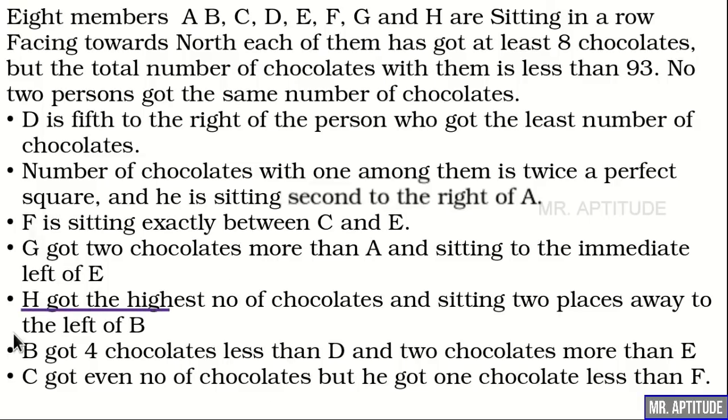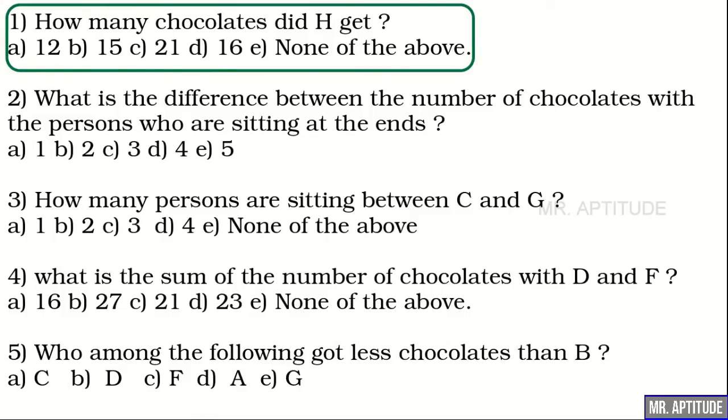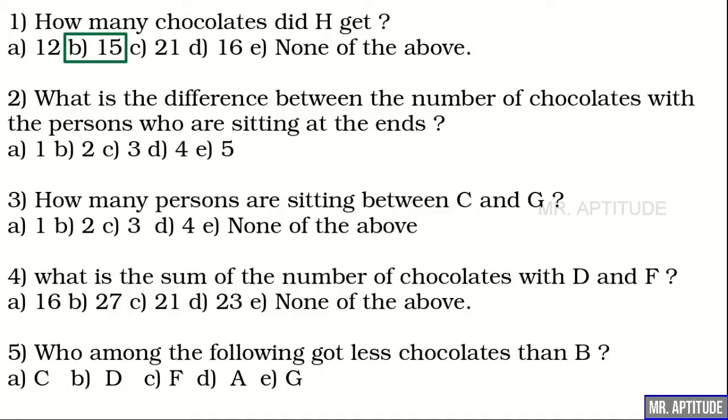You are given that H got the highest number of chocolates. From the given information, now I can solve one of the questions given. Now if you look at the given questions, let me go with the first one. How many chocolates did H get? We know that H has got the highest number of chocolates and the highest number is 15.